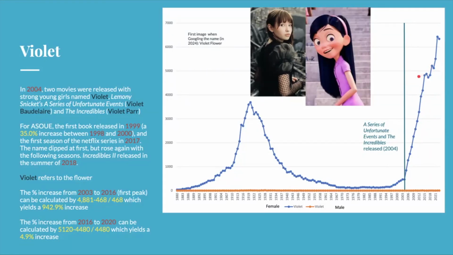The name Violet simply refers to the violet flower, but we had those two movies released in 2004. And you can see it was already increasing, but in 2004 it started increasing a lot faster in the following years. And so the percent increase from 2003 to 2016, which is this first peak right here, is a 942.9% increase over 13 years. And the percent increase from 2016 to 2020, which just bookends both The Incredibles 2 and all the seasons of Netflix's A Series of Unfortunate Events, was only a 4.9% increase. But by that point, Violet had already become a fairly popular name.